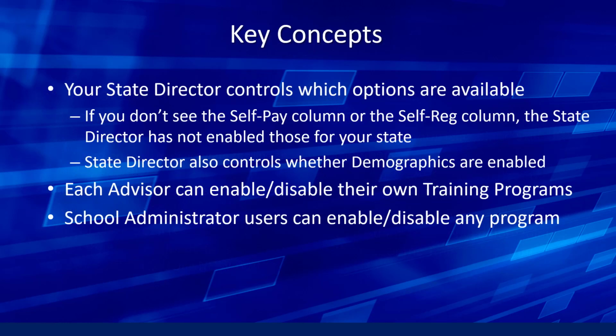But the advisor then can subsequently review and join the remainder of the students in the training program that may not have self-paid. So some key concepts to remember: your state director controls which of these options are available. If you don't see the self-pay column or you don't see the self-registration column, that just means the state director has not enabled that for your state. You need to reach out to your state director and ask if they plan to use that, or maybe that's just not going to be an option in your state this year.